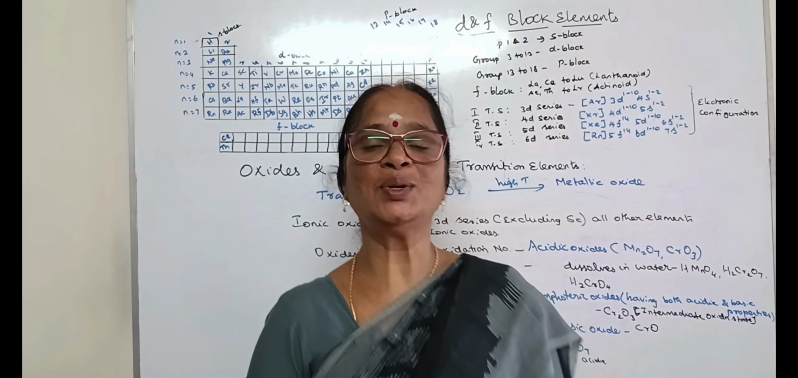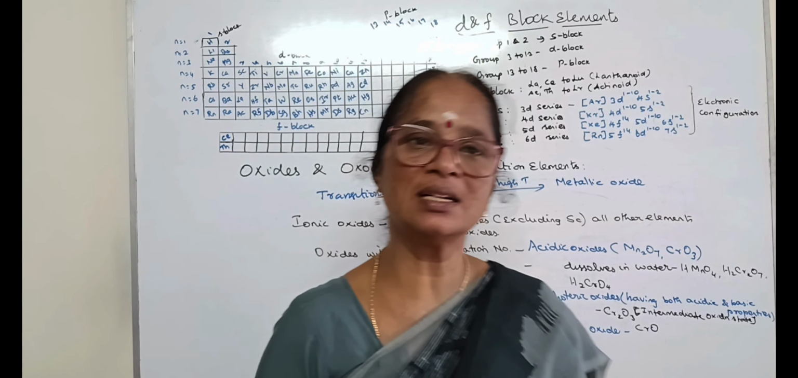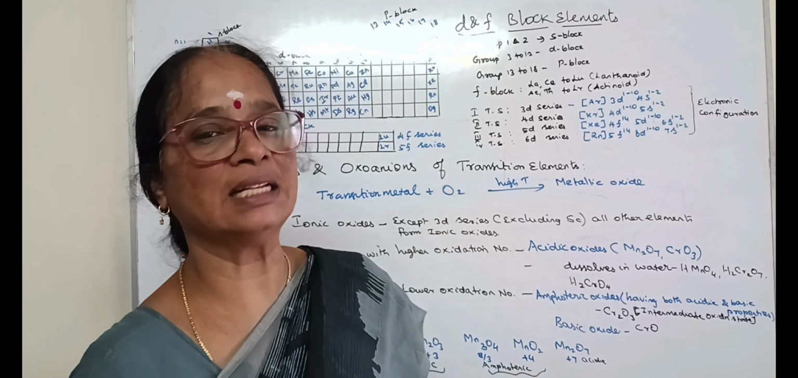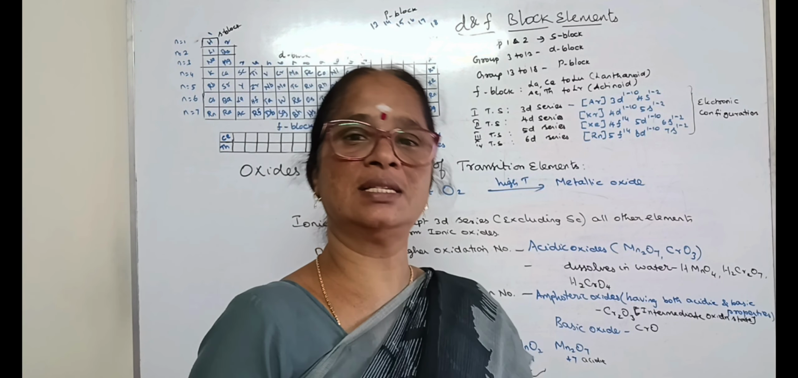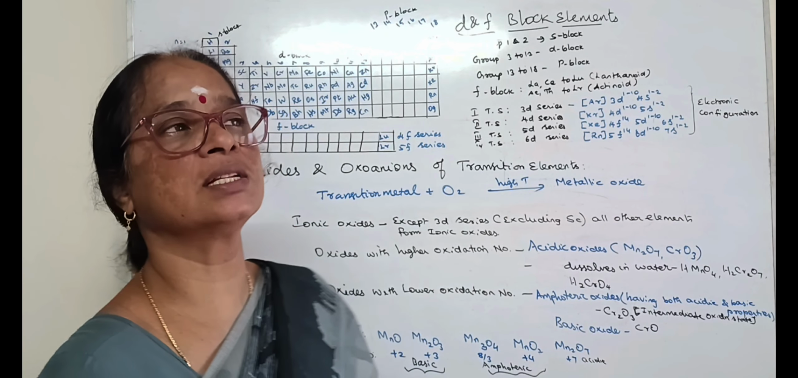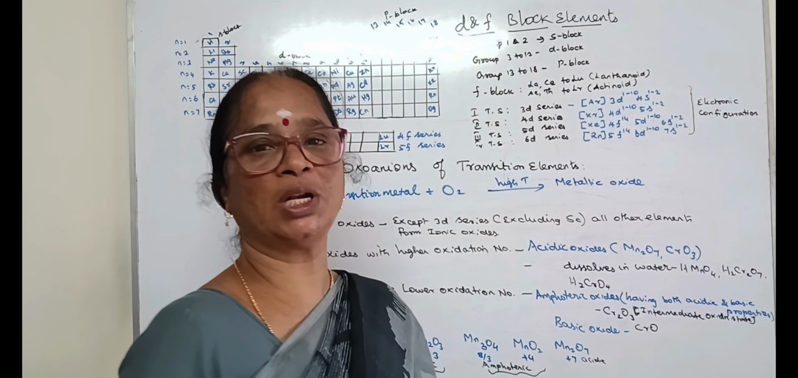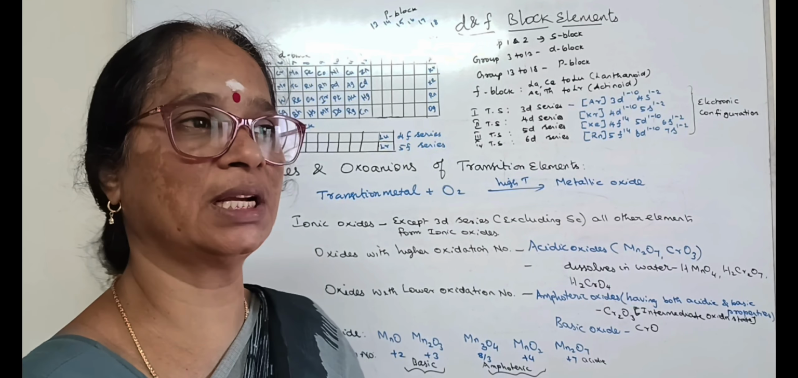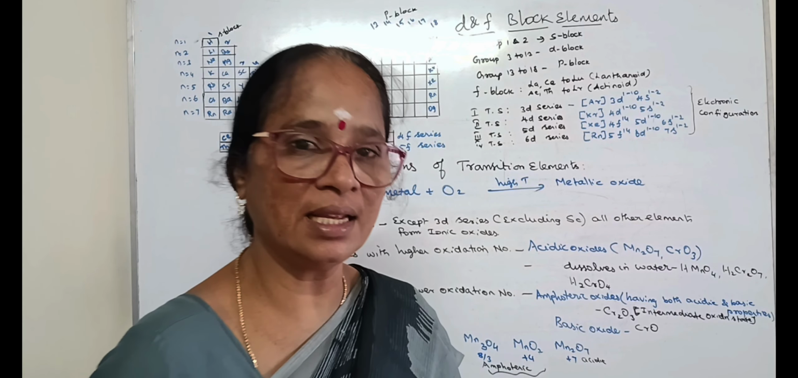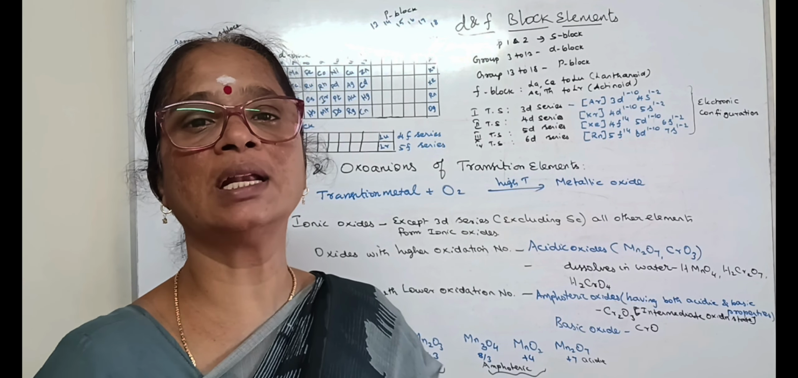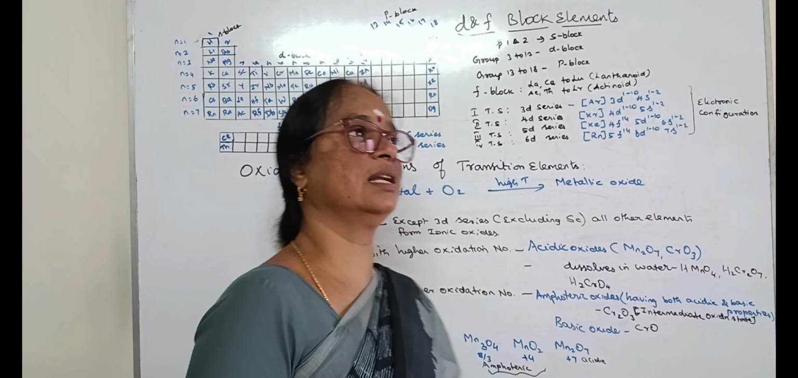Let us start today's session, the chapter d and f block elements from inorganic chemistry. After the general properties of transition elements, we are going to see some important compounds of transition elements. The compounds are potassium permanganate and potassium dichromate. Before we enter into the study of the compounds, let us find what are oxides and oxoanions of transition elements.